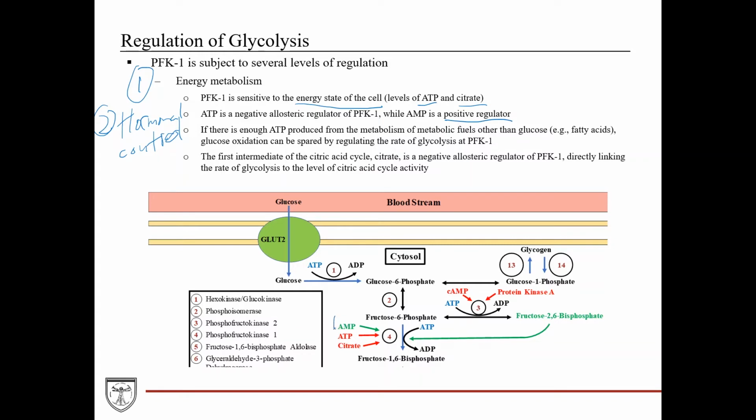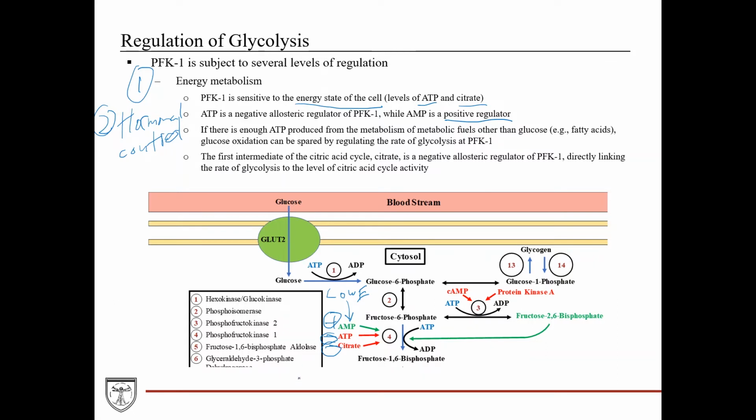And we indicate that in the diagram. Things in green are activators, and things in red are inhibitors. So AMP is an activator, and ATP and citrate are inhibitors. And these are really just, again, indicators of the energy state of the cell. So in a low energy state, you're going to have increased levels of AMP. That's going to stimulate PFK1 because you are in a low energy state, so you want to increase the flux of glycolysis, increase ATP production, and change that energy state.